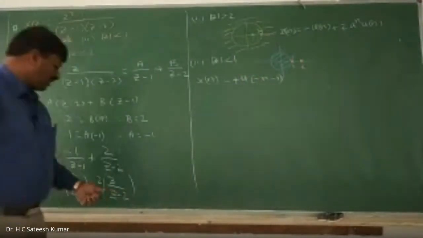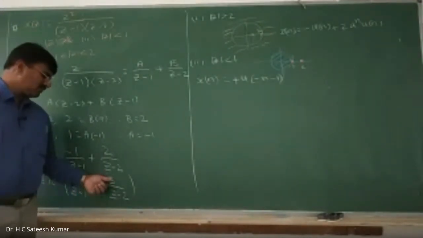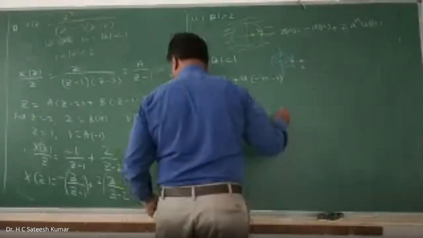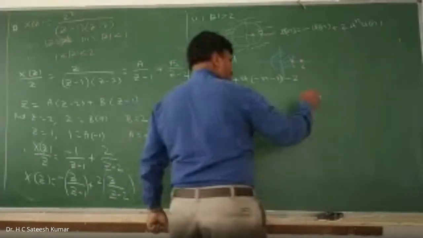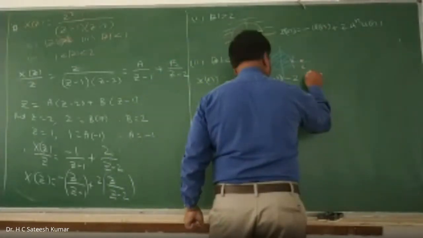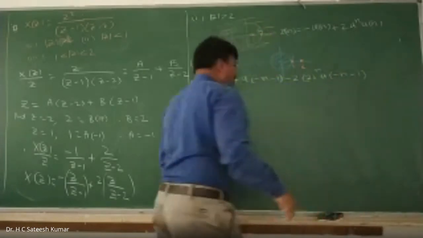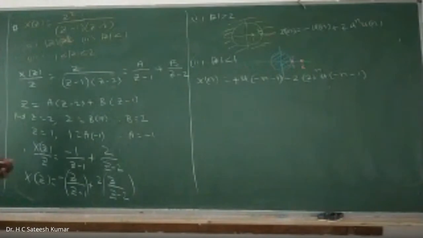Next. For a left-handed sequence, from the table, once again, mod Z less than 2, Z divided by Z minus 2. Keep the 2 as it is. And left-handed sequence means minus, you keep it as it is: minus 2 power n into U of minus n minus 1. This is your left-handed sequence. Okay, right? Go for the third one.